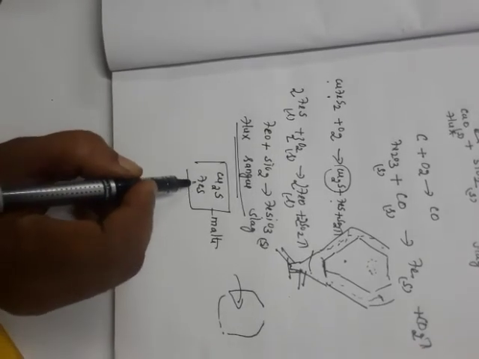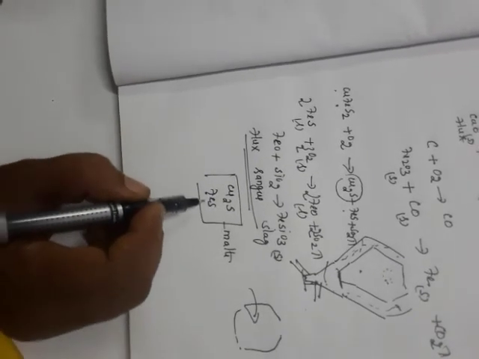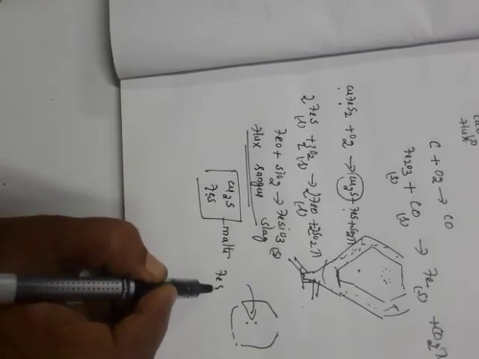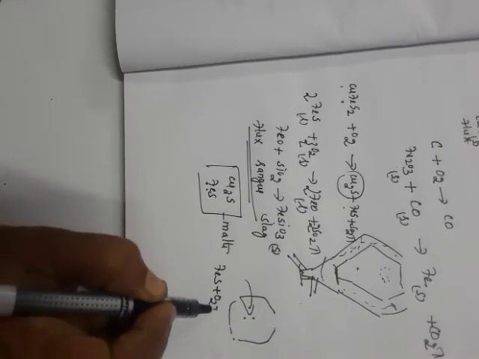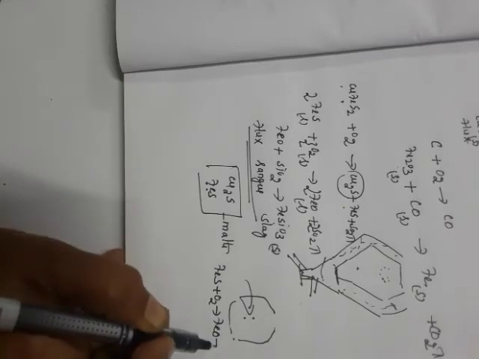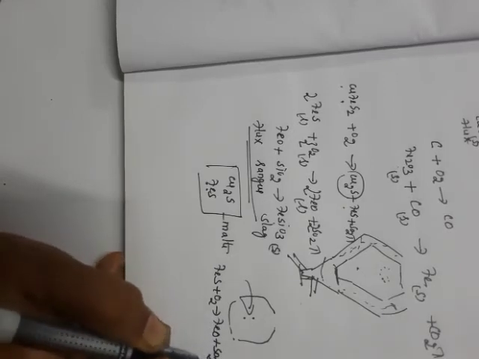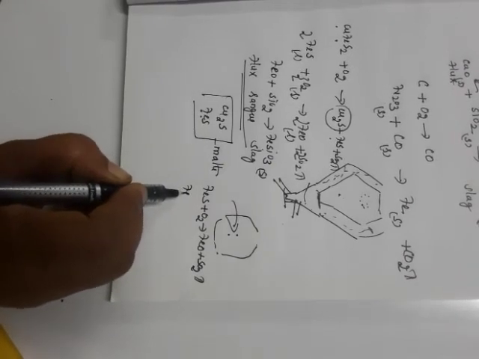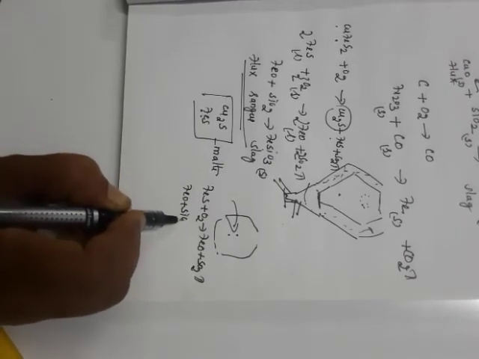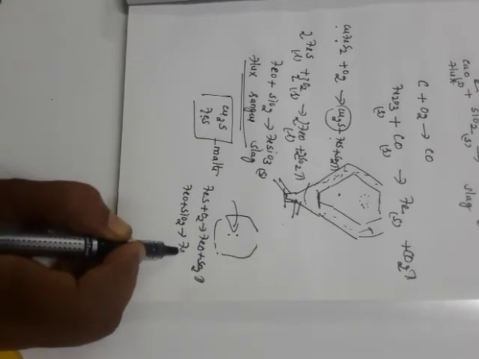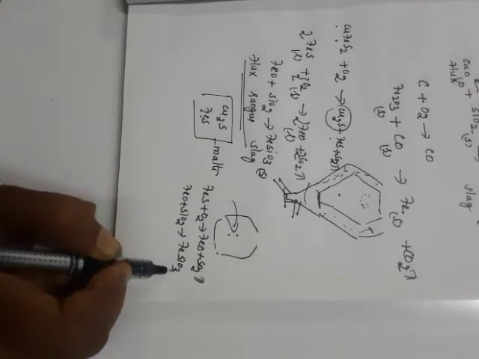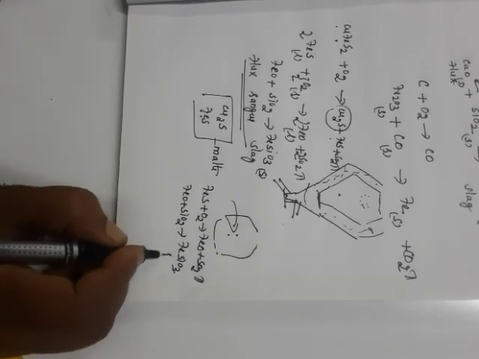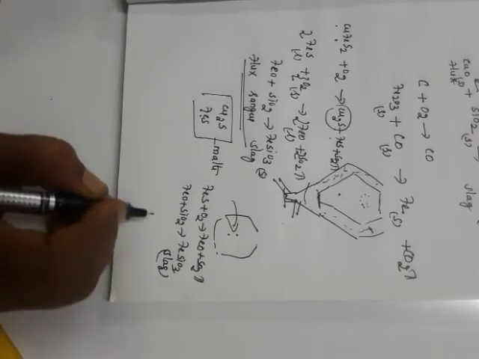Now this FeS we first remove. The FeS and Cu2S are present here. The FeS once more combines with oxygen forming FeO, and sulfur dioxide gas is expelled out. Now this FeO once more with the silica SiO2 forms FeSiO3, ferrosilicate. This is removed as a slag.